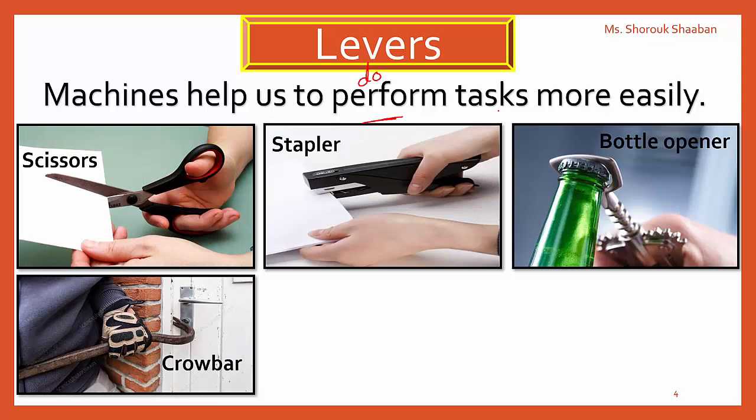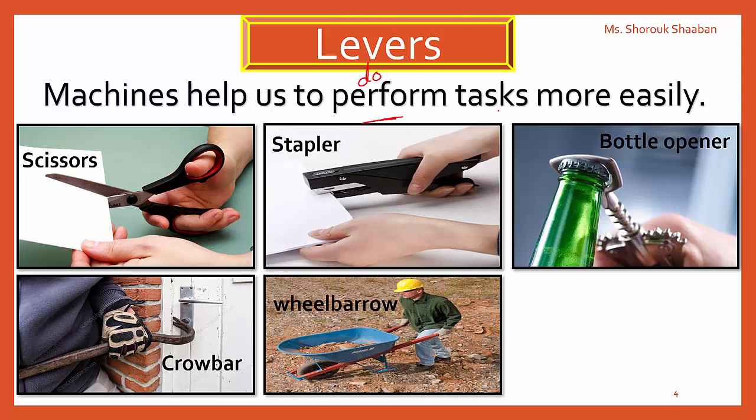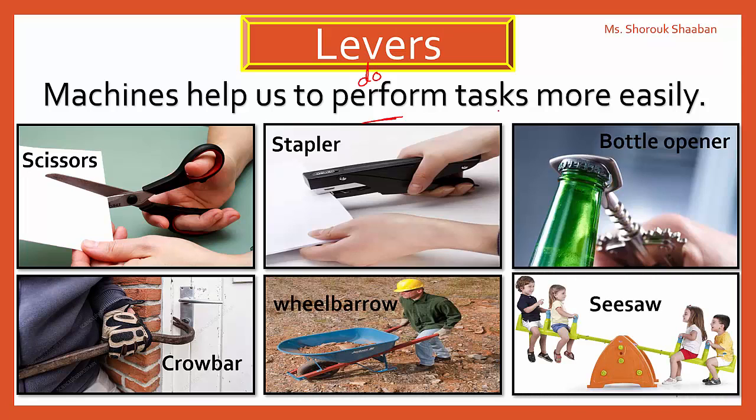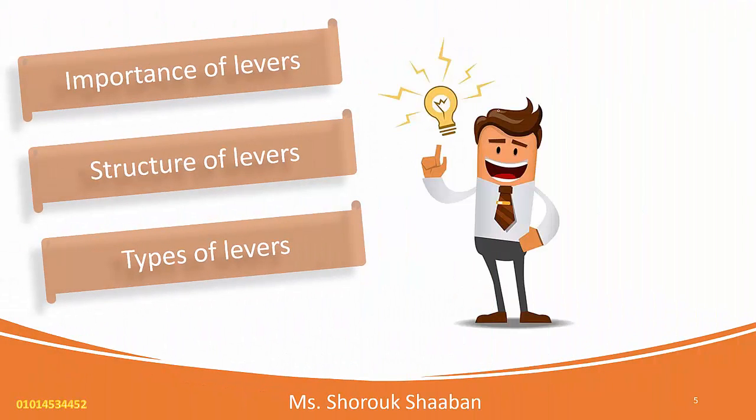Like the crowbar, like if you left your key inside the home, how can you open the door now? You don't have enough force, but the crowbar helps you to open it more easily. Wheelbarrow to carry heavy things, seesaw, all of them are a kind of lever. Why? Because all of them help me to do my task more easily. Let's see. In this lesson, we have 3 points to study: importance of levers, structure of levers, and the types of levers.